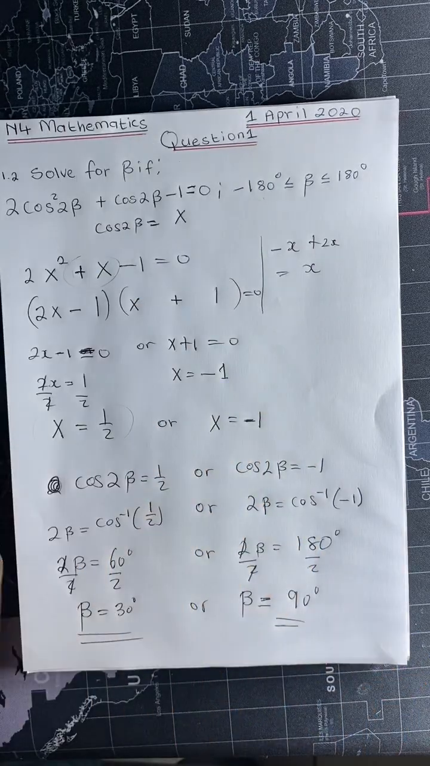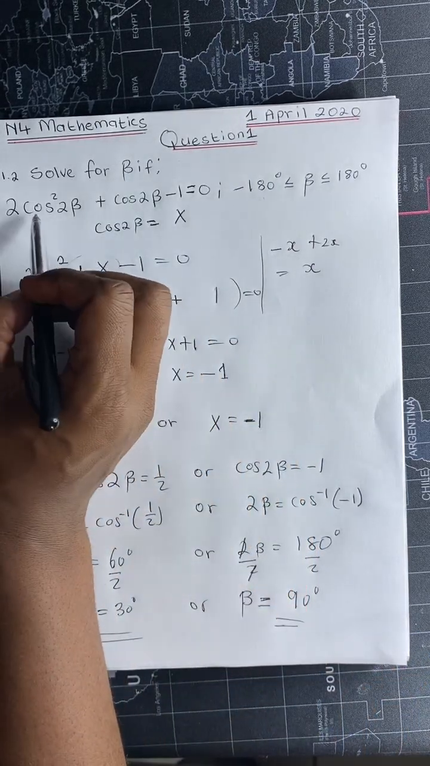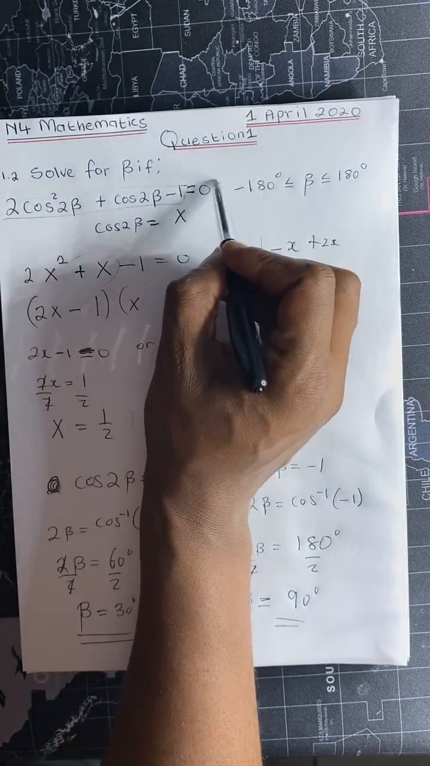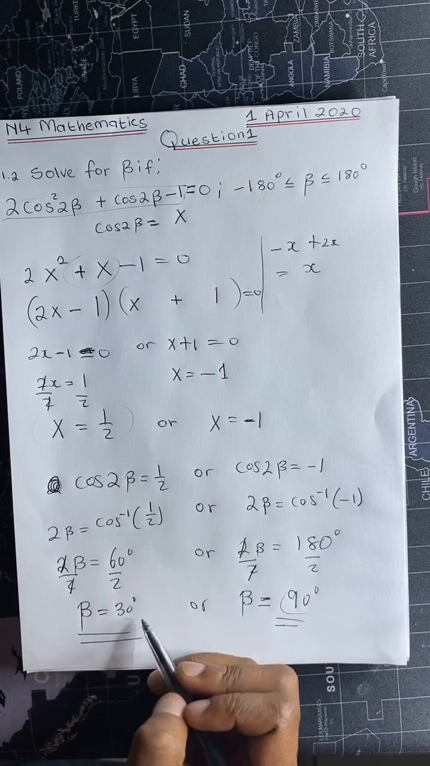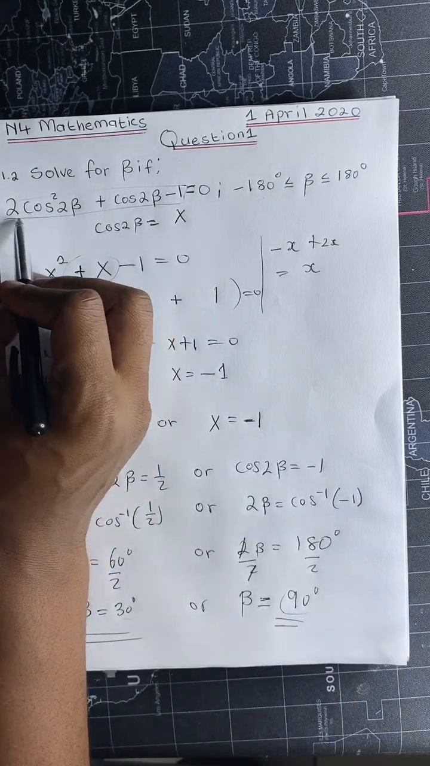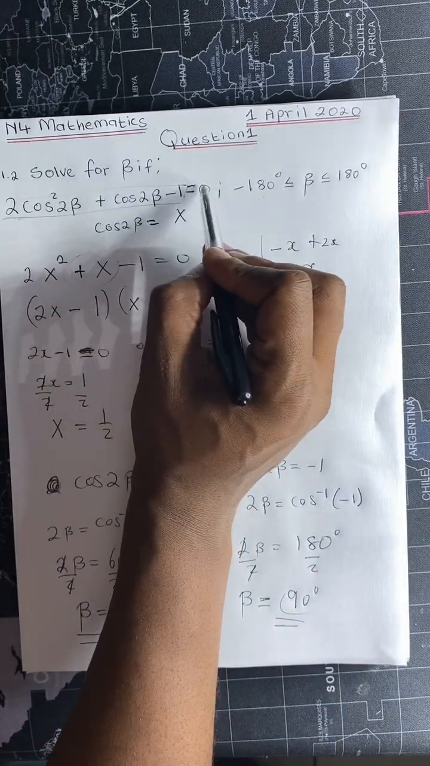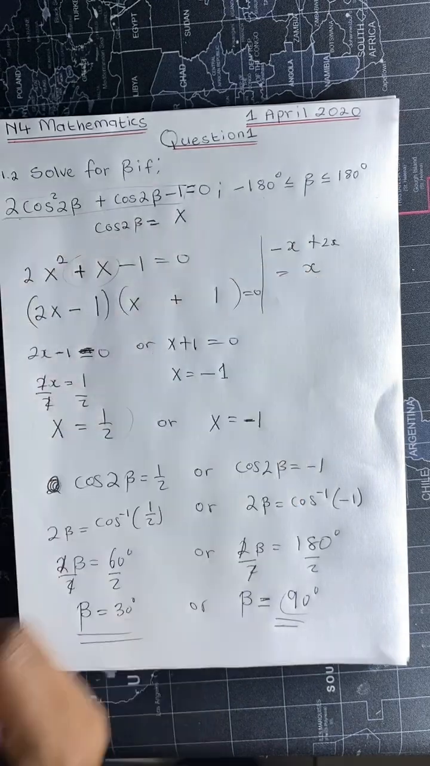So you take this 30 degrees, you substitute it into this equation, you should be able to get 0. And this 90 degrees as well, if you want to check if these answers are correct, you take this 90 degrees, you substitute it into that equation, it should be able to give you 0.